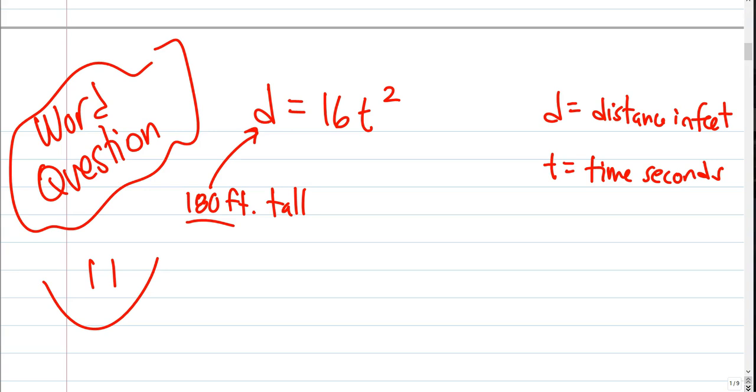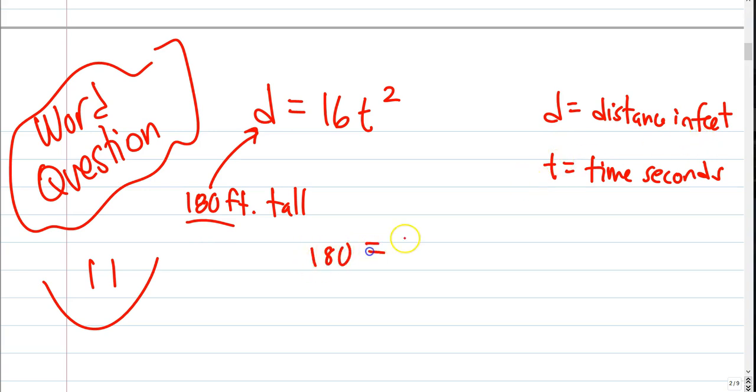We have d is the distance in feet, t is the time in seconds, okay? And what we can do is figure out how long it takes for something to fall. So if I was standing on a building 180 feet tall and I dropped an object, how long would it take for that object to hit the ground? That's what we're figuring out here, right? So they give me the d, the distance in feet from the ground.